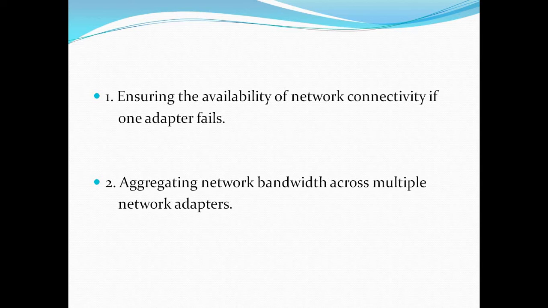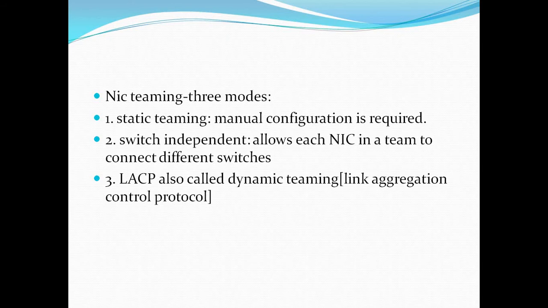When we configure NIC teaming, there are three modes of teaming your NIC. Number one, static teaming. That means manual configuration is required for static teaming. Number two is switch independent. When you configure NIC teaming, it can be switch independent also. That means the connections are made in different switches. If the NIC connected to one switch fails, another one will work independently. The last one is Link Aggregation Control Protocol, which is a dynamic teaming.